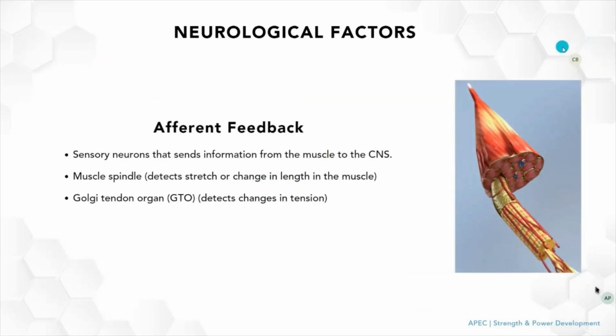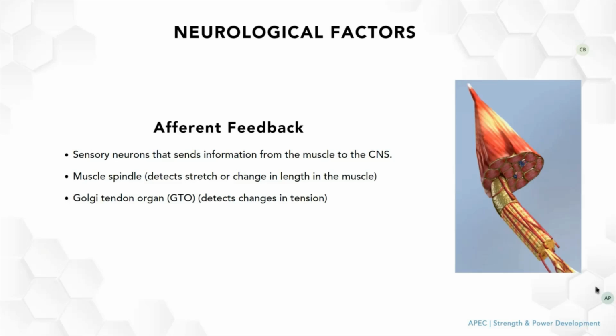And then finally, for the neurological factors, we have what's called afferent feedback. We covered this earlier. These are little sensory neurons that send information in the muscle and then send it back up to the brain, okay? And this can be broken down into two main categories: muscle spindles and then the Golgi tendon organ, or the GTO.